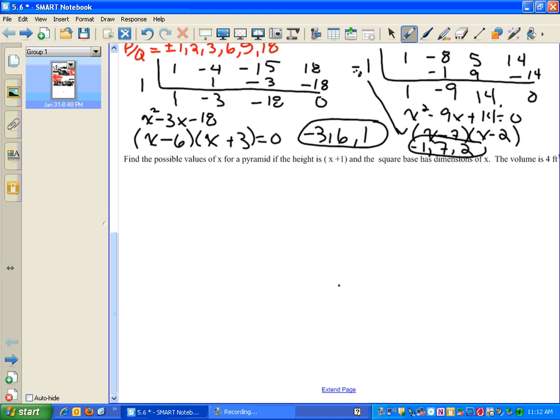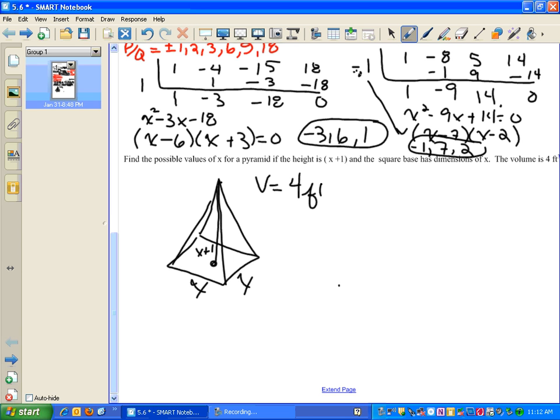Okay, all right, possible values of a pyramid. If the height is x plus 1, and the square base is x, and the height, which goes from the center, is x plus 1, I want to know what value of x we can get if we know that the volume is equal to 4 cubic feet. So you got to know your volume formula for a pyramid. It's very similar to the volume formula of a cone, which now we know is what?